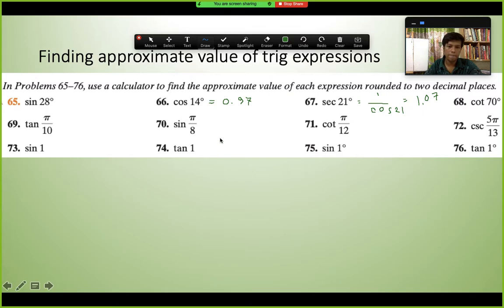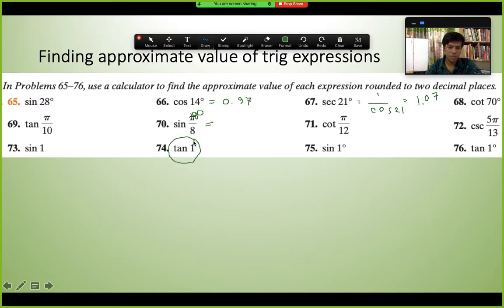The next one gives 0.71, where you do not have to write the 1 because of 2 decimal places. Okay, this is sine pi divided by 8. Pi means 180. Instead of pi you can just write 180. So first of all, 180 divided by 8 equals 22.5. That means sine 22.5 equals 0.38. So you will write this equals 0.38.